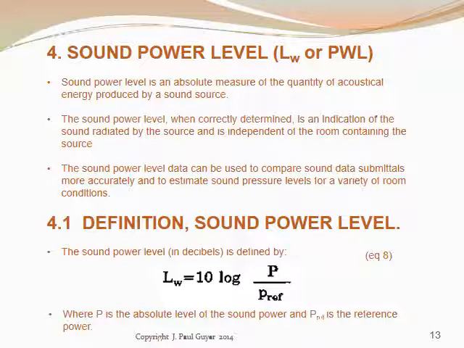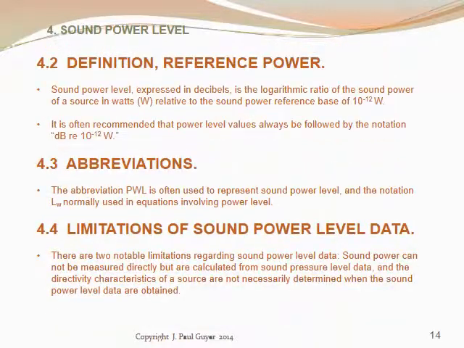With regard to the definition of the sound power level, it's defined by equation 8. L sub W is equal to 10 times the log of P divided by P ref, where P is the absolute value of the sound power, P reference is the reference power. Unless otherwise stated, the power P is the effective root mean square sound power. Sound power level expressed in decibels is the logarithmic ratio of the sound power of a source in watts relative to the sound power reference base of 10 to the minus 12 watts.